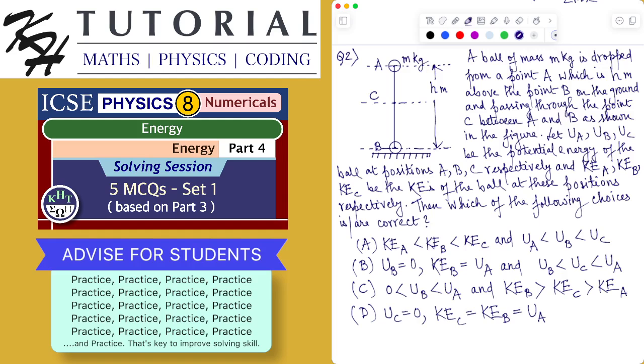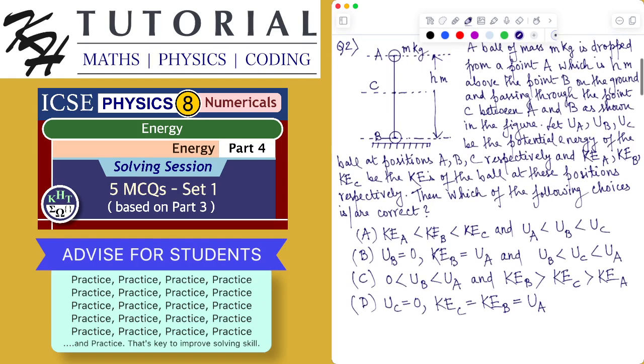Let UA, UB and UC be the potential energy of the ball at positions A, B, C respectively, and KEA, KEB and KEC the kinetic energies of the ball at these positions respectively. Then which of the following choices is correct?